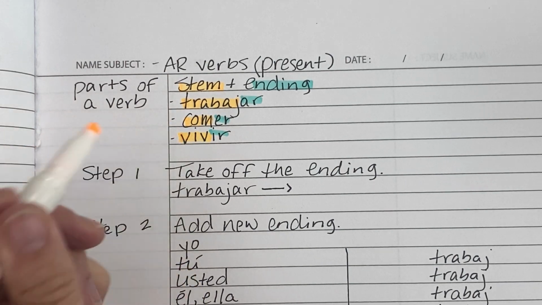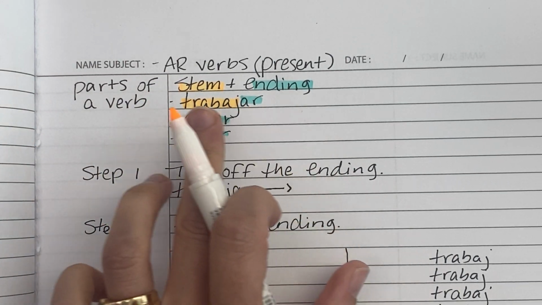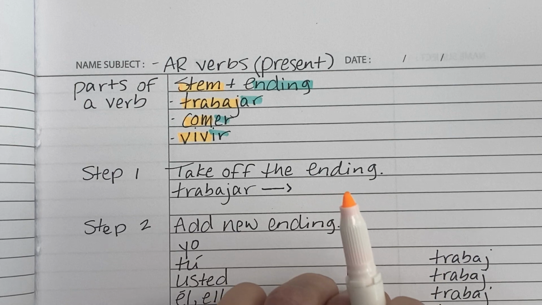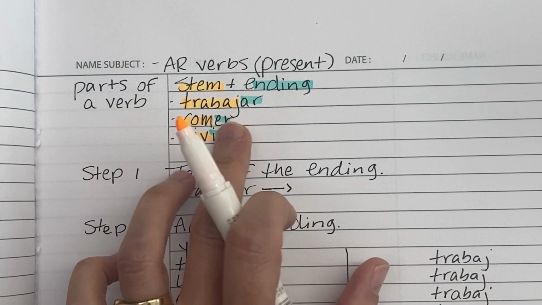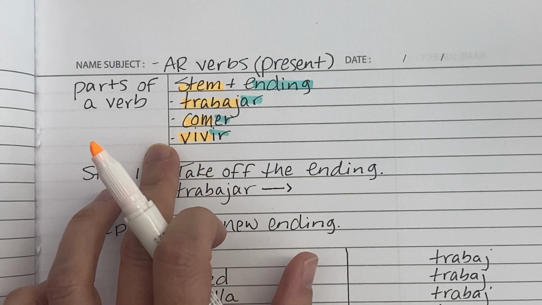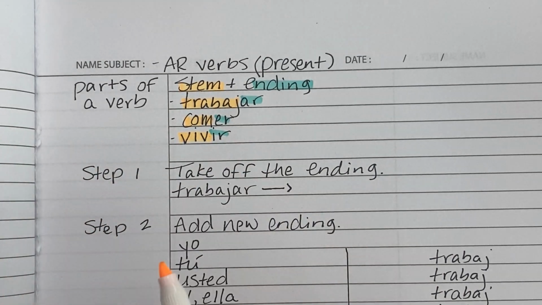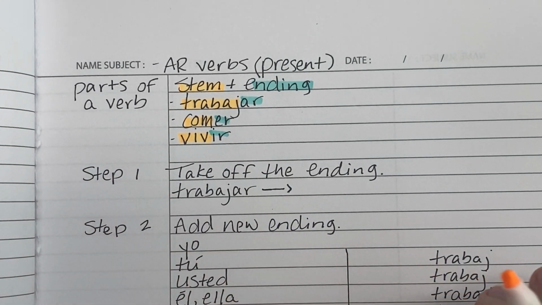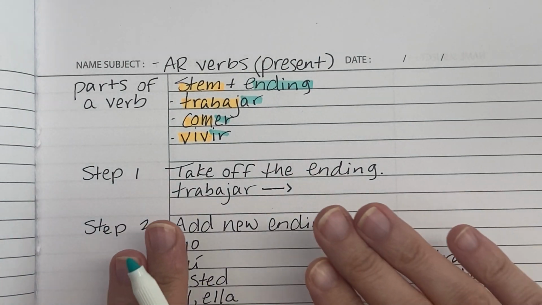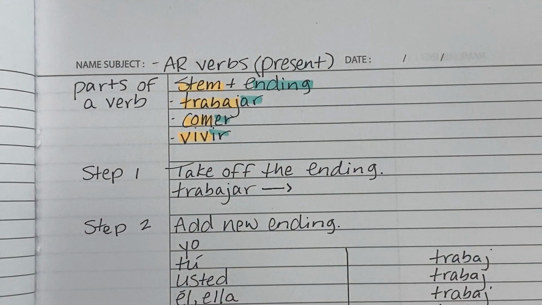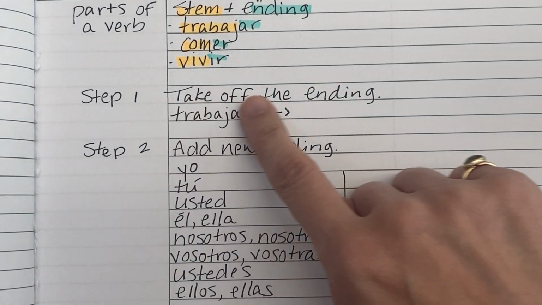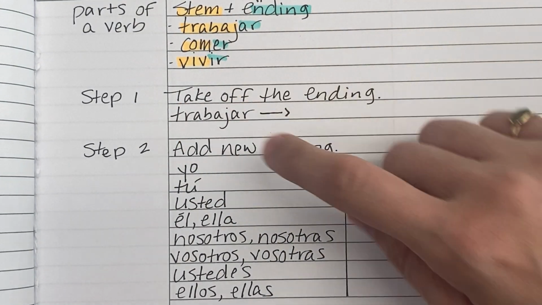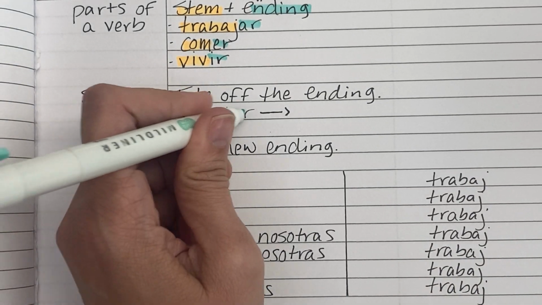So everything that is not the AR, ER, or IR. Right? So here we have the stem for trabajar is trabaj, and the ending is AR. For to eat, the stem is com, and the ending is the ER. And for to live, the stem is viv, and the ending is the IR there. Okay? So let's look at conjugating, and we're just going to look at AR verbs here. The first step is to take off the ending, which in trabajar we know is the AR.